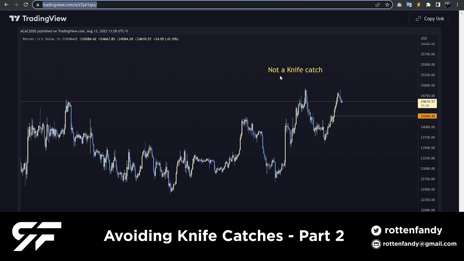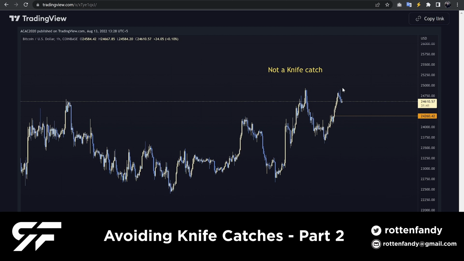Now, this is not an example of a knife catch. It's an example of a safer buy, right? I don't know why I actually said that, but you guys know what I mean. Okay, so not a knife catch would be when it's constantly laddering up. So maybe it's started laddering up from here to here to here to here to here.